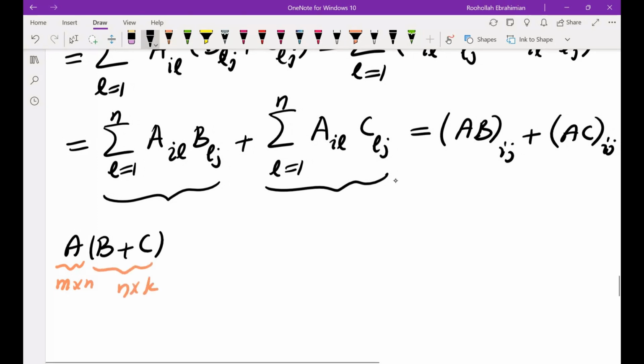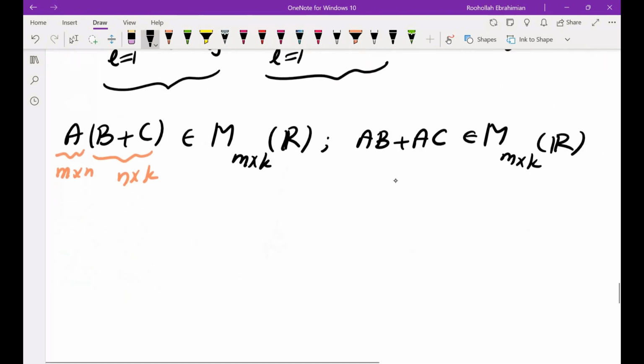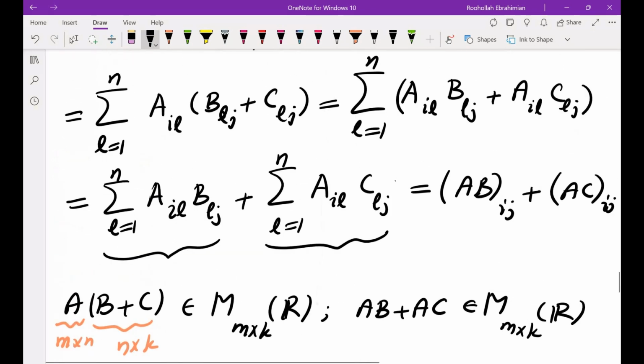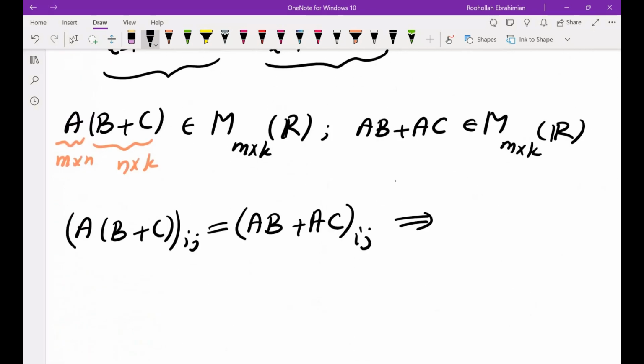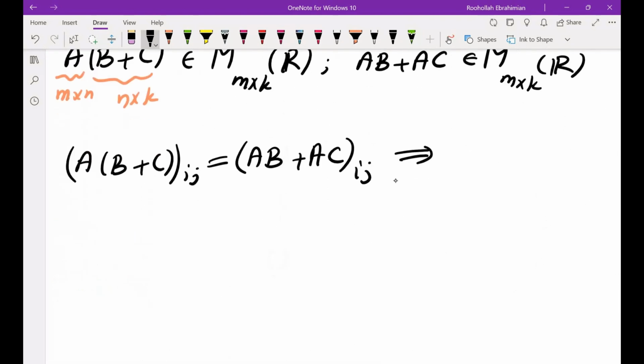So this matrix is an m by k matrix, and so is the other one, AB and AC, and their sum is an m by k matrix with entries in L. And we also showed that (A times (B plus C))ij is equal to (AB plus AC)ij. So the sum of the entries, because what I found right here is in fact the same as (AB plus AC)ij. So what we showed is that all of the corresponding entries are the same, therefore these two must be the same matrices.